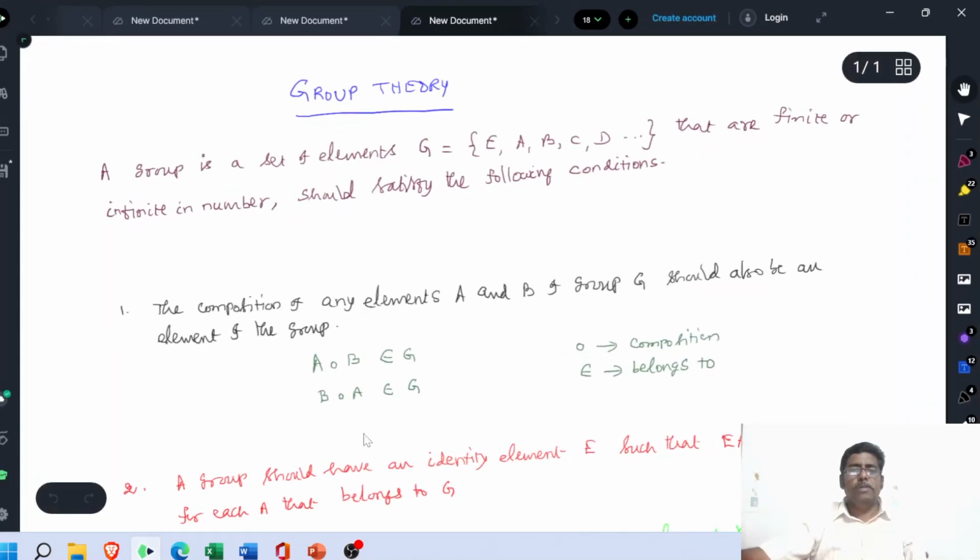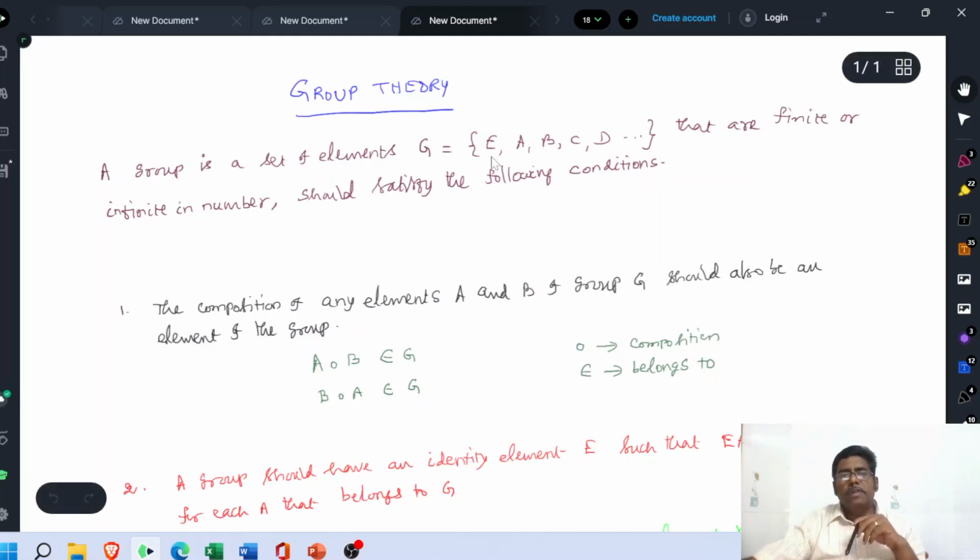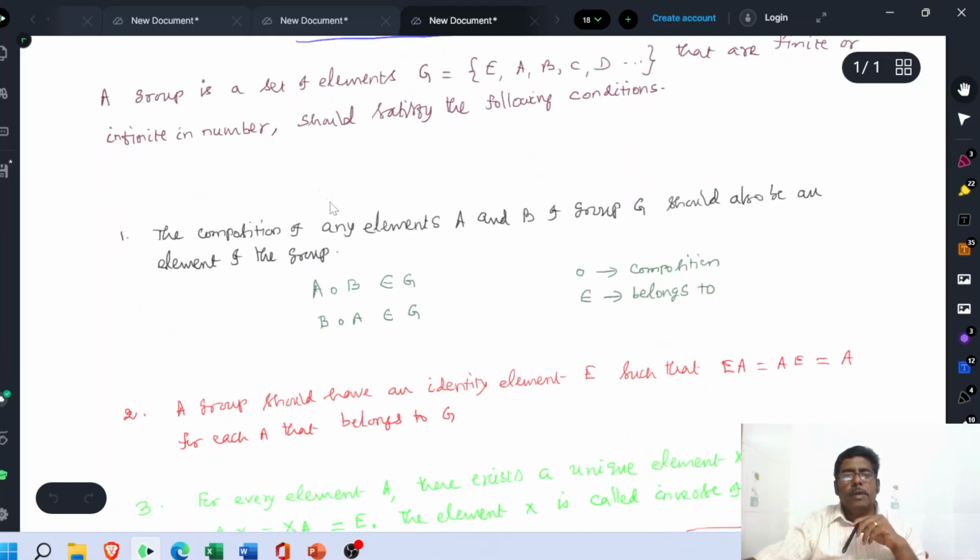In this presentation, we are going to discuss the basic concepts of group theory. A group is a set of elements, finite or infinite in number, that should satisfy certain conditions. Here, G is a group which has the elements E, A, B, C, D and so on. Here, E is the identity element. Then the group should satisfy the given four conditions.